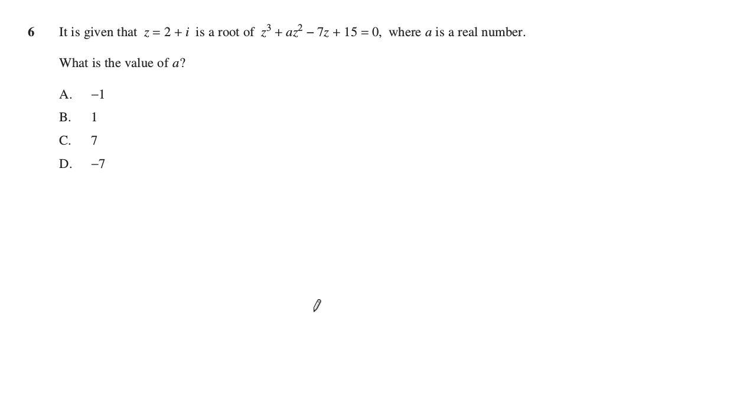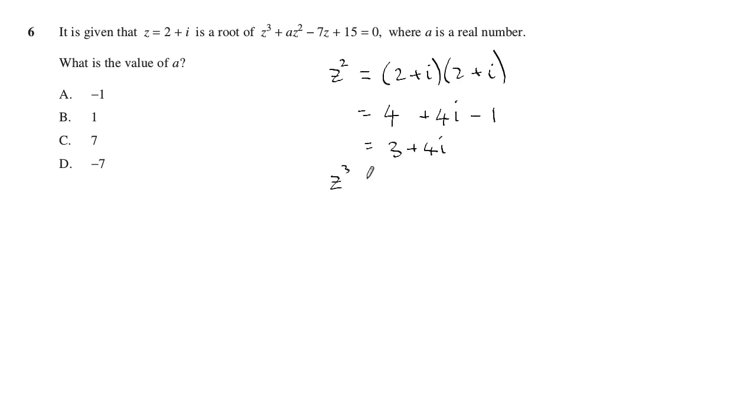Question 6. What we want to do here is sub in z equals 2 plus i into this equation, and then we can solve that for a. So we'll need z cubed and z squared, so let's just work those out first. So that's 2 plus i times 2 plus i. You're going to get the 2 times 2 is 4. We're going to get a 2i and another 2i, so that'll make a 4i. And then there'll also be i times i, which is minus 1. So 3 plus 4i.